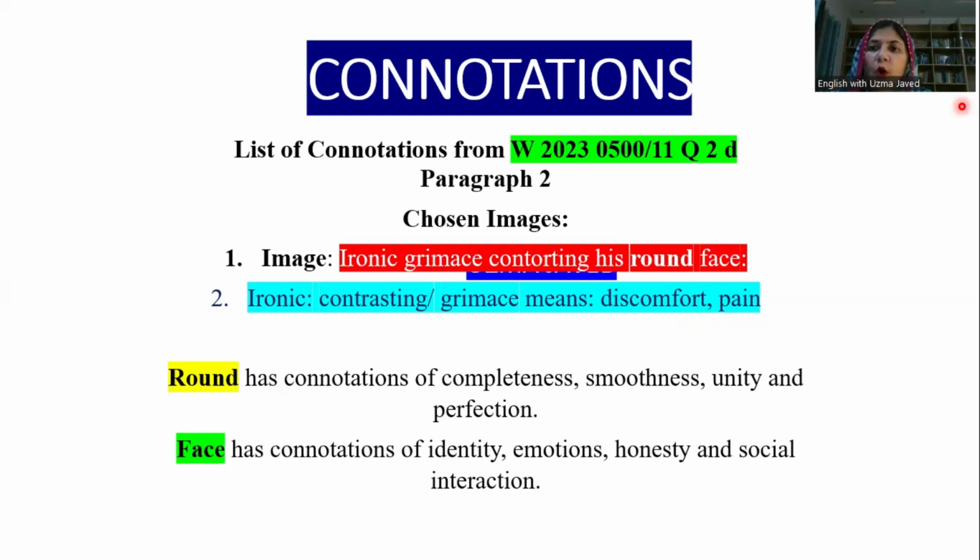Coming with the topic of connotations in English first language 0500 IGCSE students. And this question, as you already know, this concept is used in 2D, which is from text C, and which you are going to be tested in paper 1 reading. And I have taken Winter 23 paper as a specimen to explain the concept of connotations.